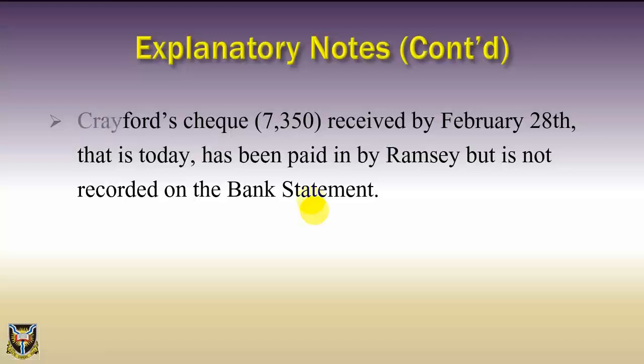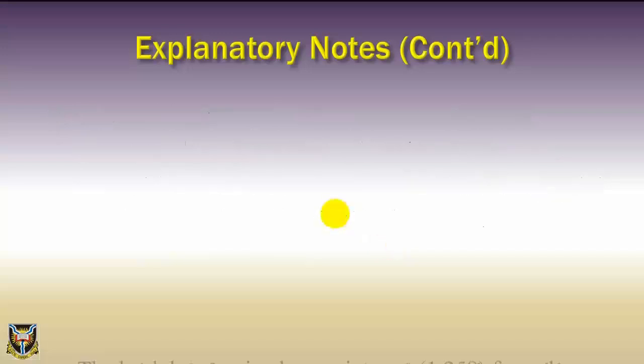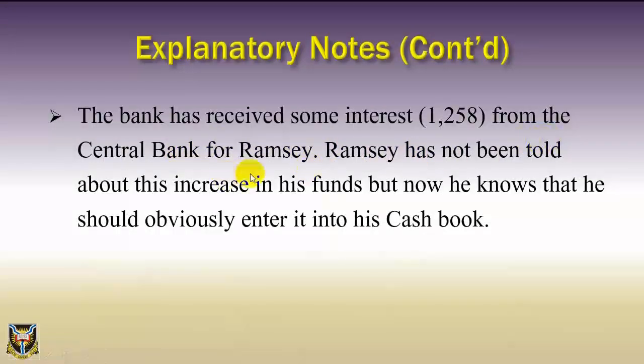E. The bank has charged Ramsey 525 bank charges. Ramsey did not know about this deduction from his account, but now he is aware that he should clearly put it right by deducting it from his bank account. F. The bank has received some interest, 1,258, from the central bank for Ramsey. Ramsey has not been told about this increase in his funds, but now he knows that he should obviously enter it into his cash book.